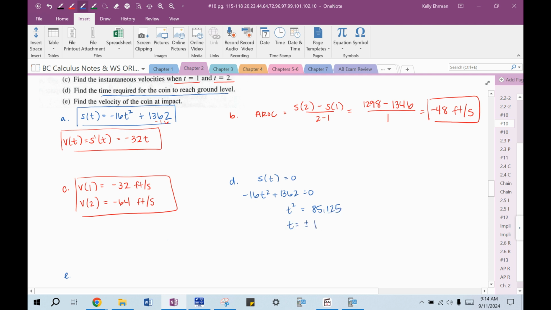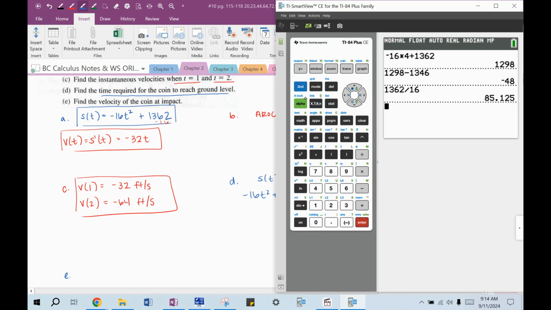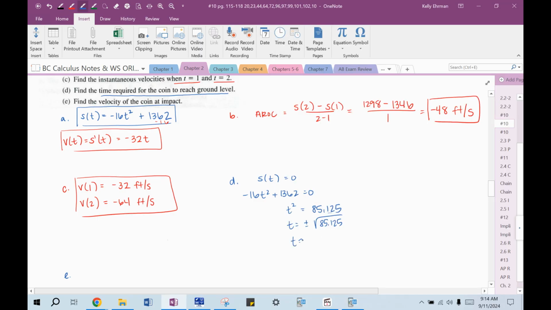Technically, there's a plus or minus when I square root this answer, but we're talking about time, so we are only going to do the positive square root, so 9.226. So I can round at the end. 9.226 seconds is when we estimate that this thing will hit the ground.